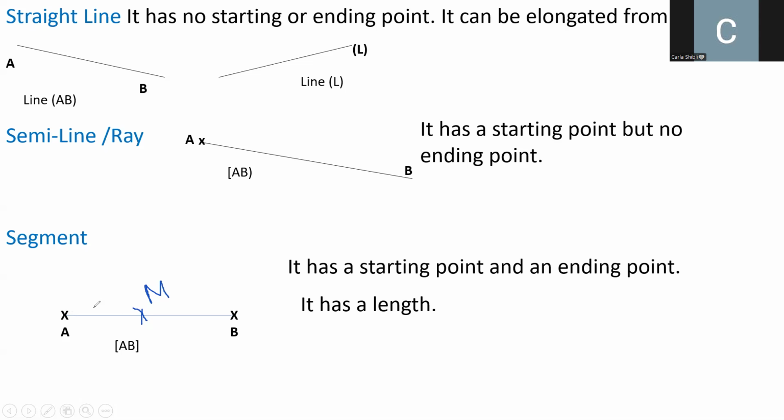To show that M is the midpoint of AB, we should mark our segment. So I make these two dashes to say that AM is equal to MB. This is the midpoint of a segment. I will continue.